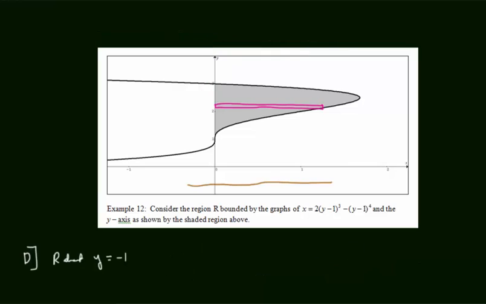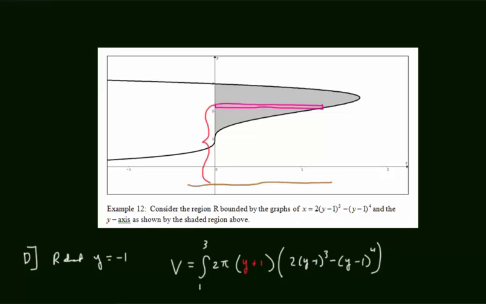In part D, we're going to rotate about y equals -1. So the volume is the integral from y equals 1 to 3, 2 pi radius. Let's take a look at that. The radius is going to be the value of y minus -1, so y plus 1, and then the function itself, which we've written a couple times now, y minus 1 to the power of 3 minus y minus 1 to the power of 4, thickness dy.